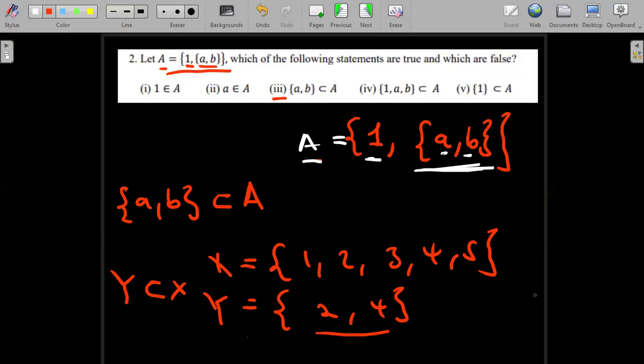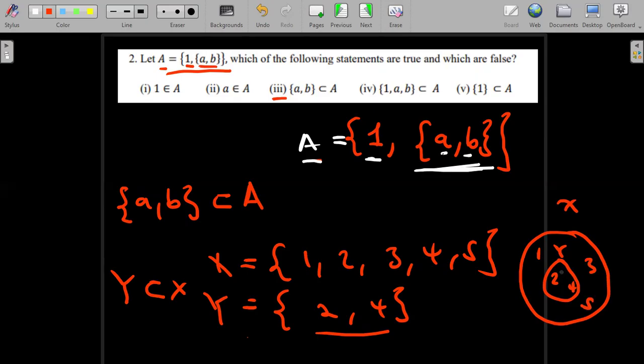So even when drawing a Venn diagram, I can draw my set X here and my set Y there, and I can have 2 and 4 there, and I can have the rest that sit there like that. So I see that the set X itself contains all these elements 1, 2, 3, 4, and 5, but the set Y only contains 2 and 4. So the set Y is just a subset of the set X.